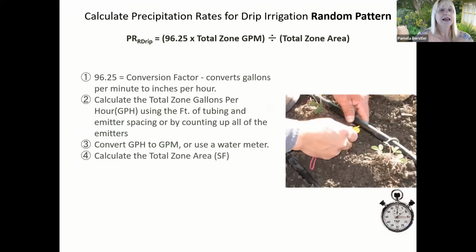For the drip, it's also straightforward, but remember, you had to figure out gallons per hour for the zone and convert it into gallons per minute. I know it seems like a lot of hassle, but you do. And then you divide that by the total zone area, square footage, which you may have had to figure out by going out and looking at the circumference of the plants. All right, but you plug that into the same formula, and this will also tell you inches per hour for a drip system randomly laid out.